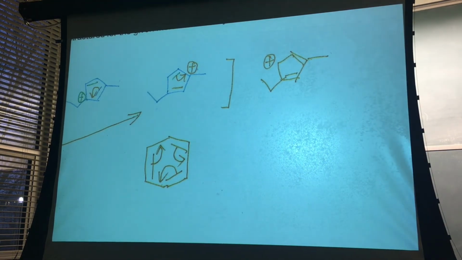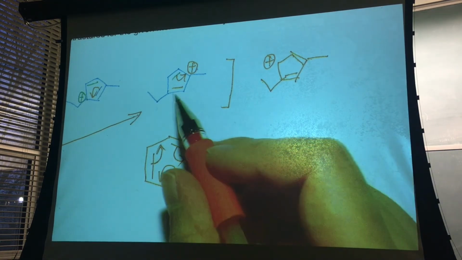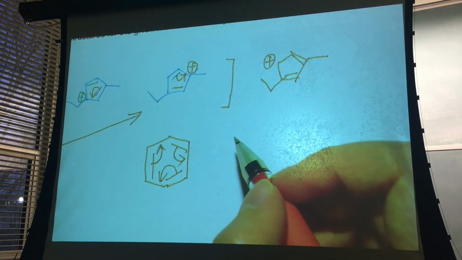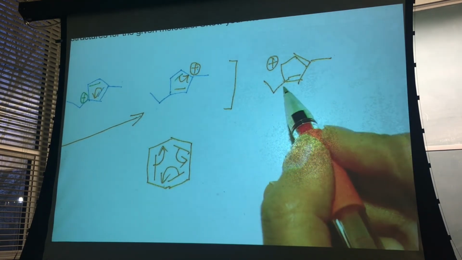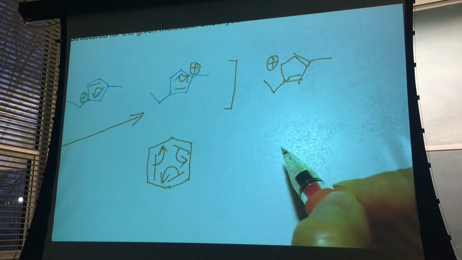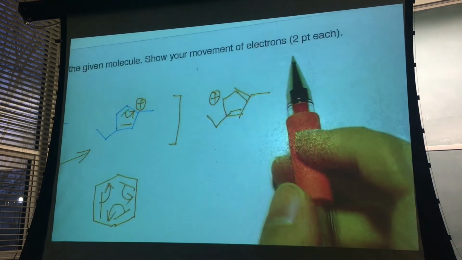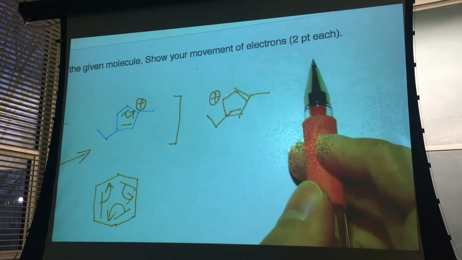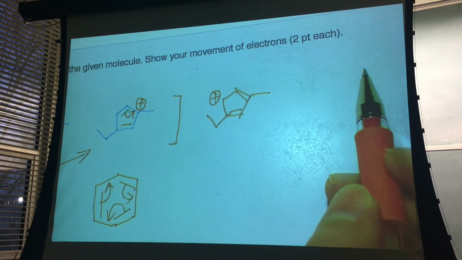Yes. So any possible ones that are within the ring, and you are following the rules that I just told you, you're good. But the thing that I will mark wrong is if you transfer the bond to the outside. That's something wrong. Good? Since it's 2 points each, as long as you have 2 correct structures, I will give you full marks, but I will let you know if you did something wrong.